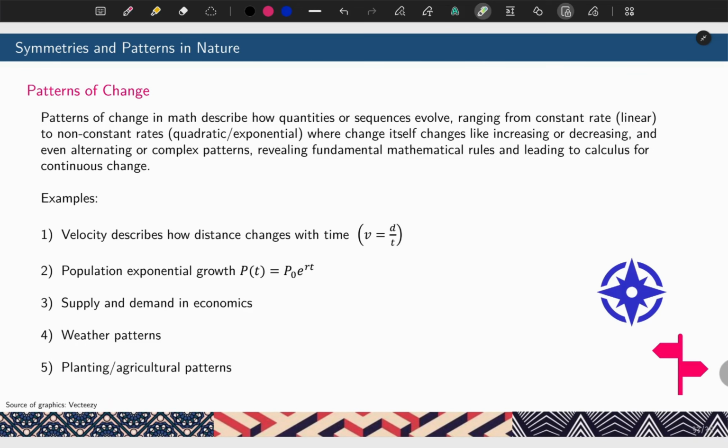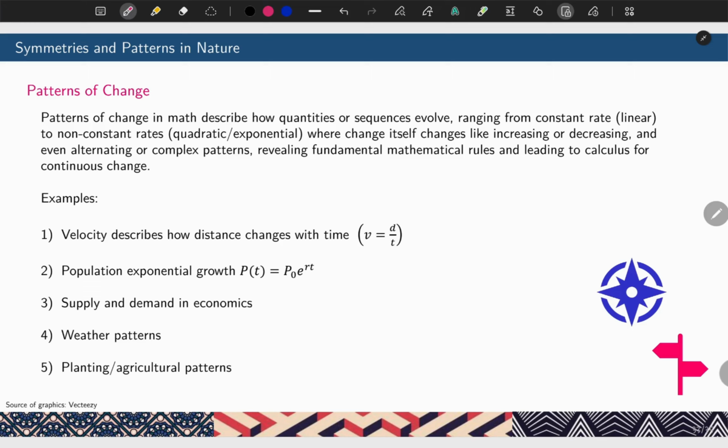Now, let's move to the next type of patterns, the patterns of change. In math, the patterns of change describe how quantities or sequences evolve, ranging from constant rate or non-constant rates, where change itself changes like increasing or decreasing, and even alternating or complex patterns, revealing fundamental mathematical rules leading to calculus for continuous change.